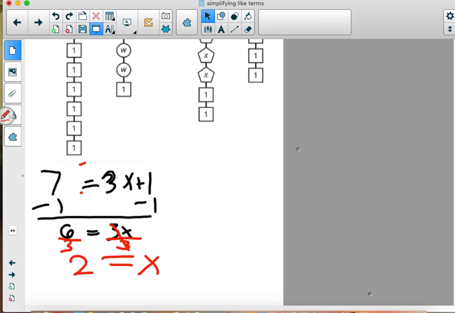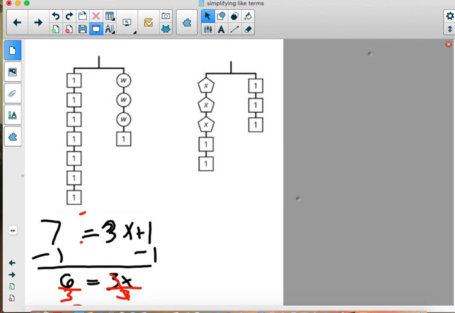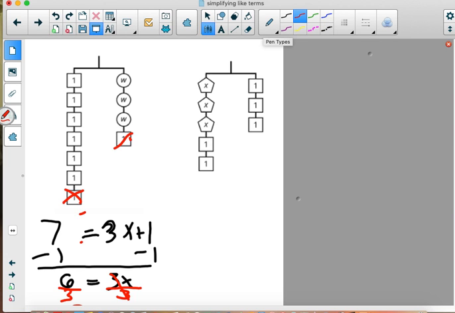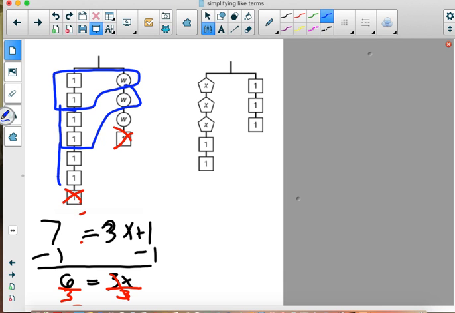Now, what I was hoping somebody would think of is, well, if I cut this one off and cut this one off, then they'd still be balanced. And then I would look at it and go, okay, if I have 3 over here and 6 over here, that means I can group 2 of them. I can group 2 of them. So that means 1x equals 2.